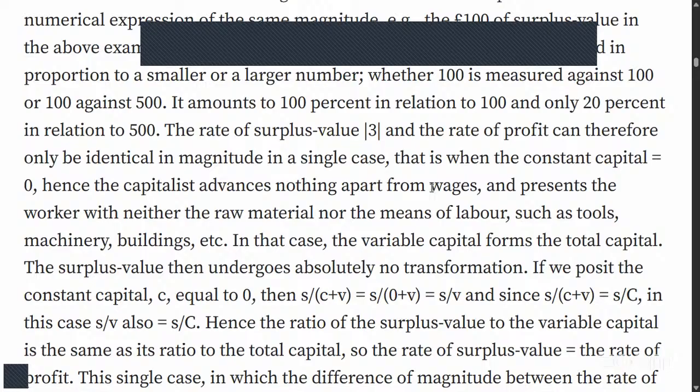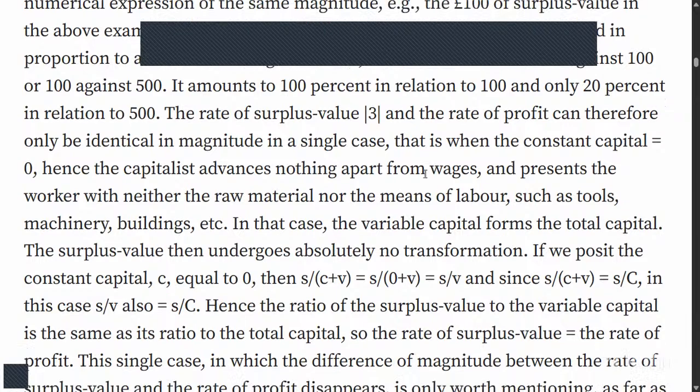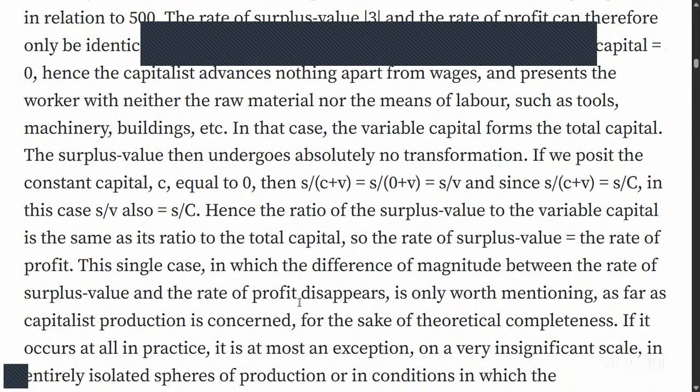If we posit the constant capital, lowercase c, equal to 0, then s divided by c plus v equals s divided by 0 plus v, which equals s over v, and since s over c plus v equals s over capital C, in this case, s over v also equals s over capital C, total capital. Hence, the ratio of the surplus value to the variable capital is the same as its ratio to the total capital, so the rate of surplus value equals the rate of profit. Ipso facto.